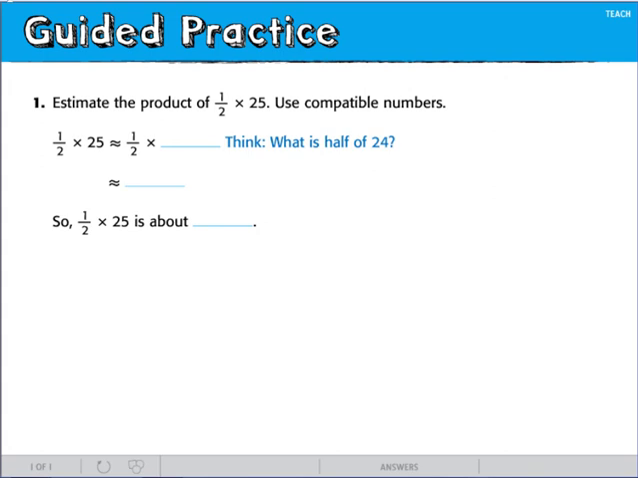Okay, so 10, 1, 10, 2. Oh, that's easy. Okay, so we're going to estimate the product of 1/2 times 25, use compatible numbers. This is one of the situations where you can have a different answer, and you're going to be okay.